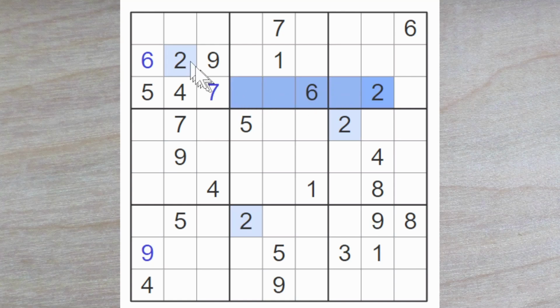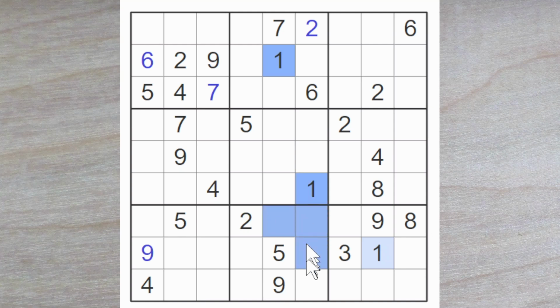Two blocking over, and a 2 blocking up. Gives me a 2 for this square here. A couple of 1s blocking like so. This 1 blocking across, making this a 1.